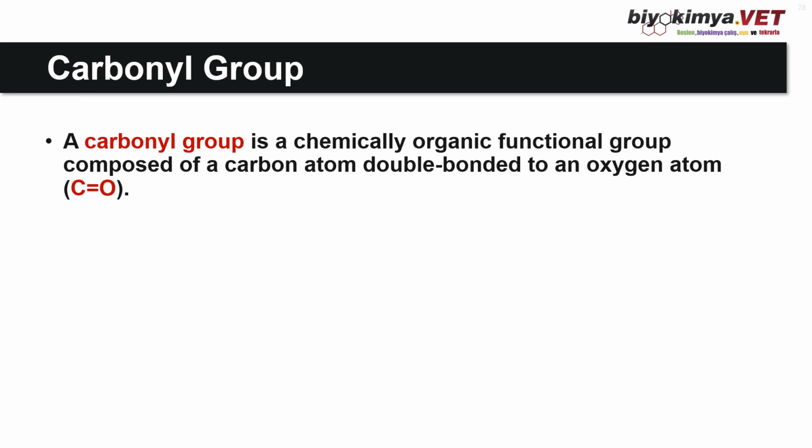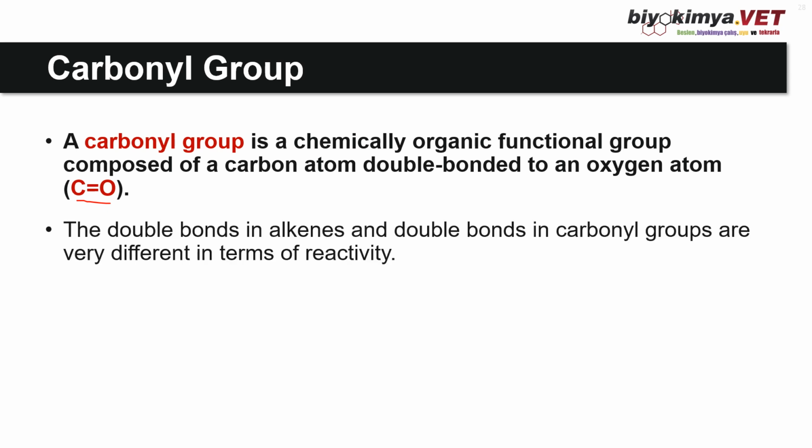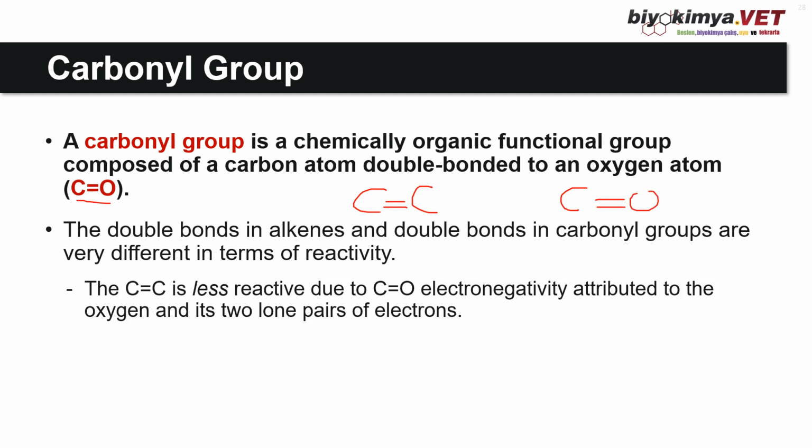And the last title of the topic, the famous carbonyl group. A carbonyl group is a chemically organic functional group composed of a carbon atom double bonded to an oxygen atom. And here is a carbonyl group, carbon double bonded to oxygen. The double bonds in alkenes and double bonds in carbonyl groups are very different in terms of reactivity. So in alkenes, we have the carbon-carbon double bond, and in the carbonyl group, we have a carbon double bond oxygen. So they are extremely different in terms of reactivity.